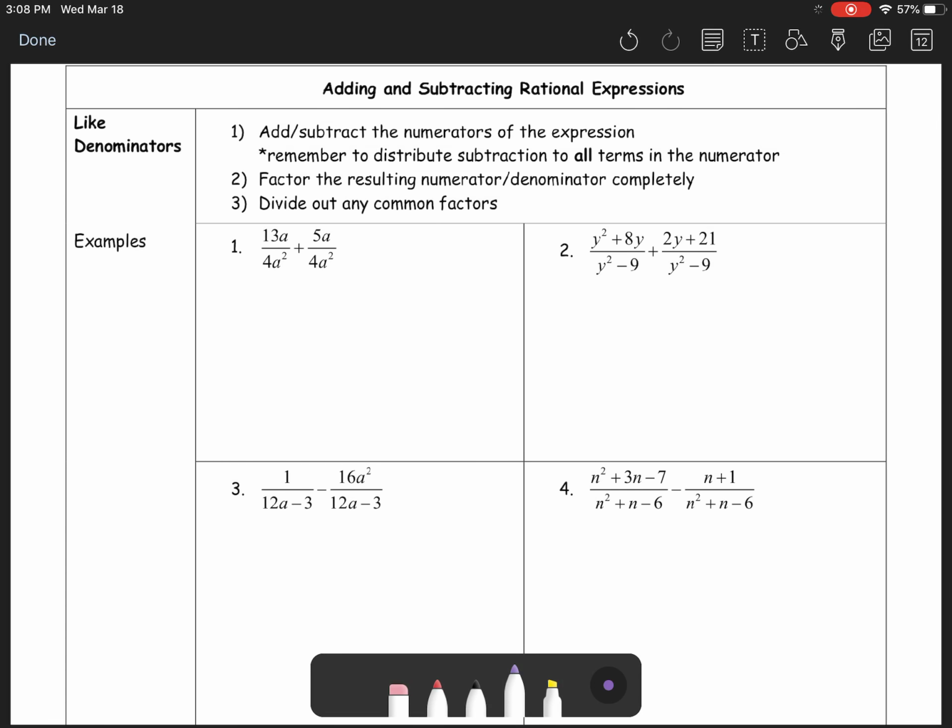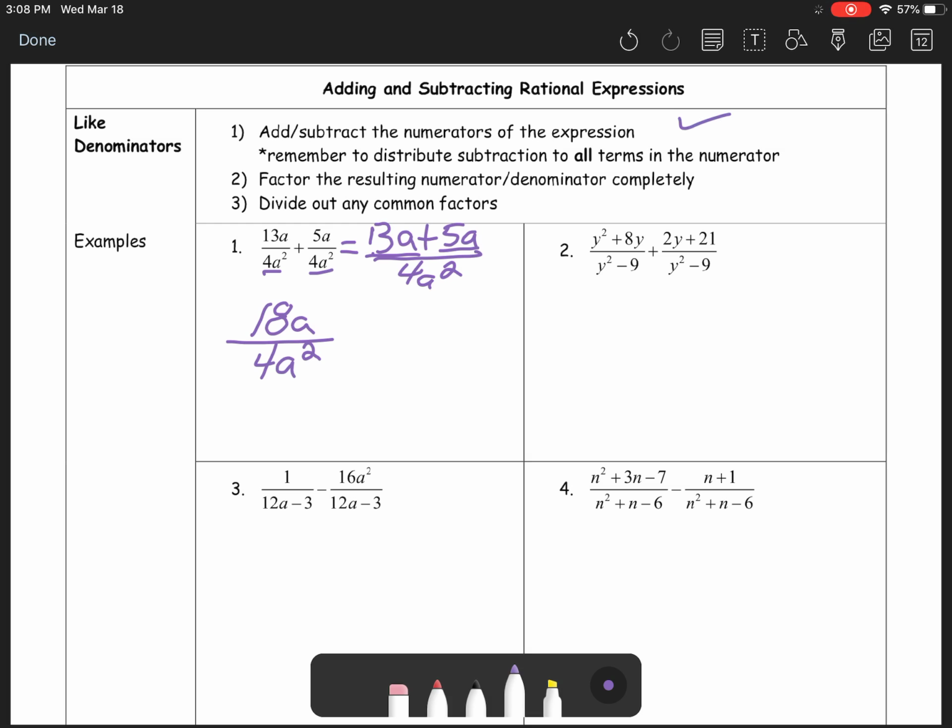So for this first one, we notice that our denominators are the same. So we can just add across. This is going to be 13a plus 5a all over 4a squared. Now, I'm going to remind you that 13a plus 5a, those don't change into a squareds. Again, I'll remind you that banana plus banana is not plantain. Banana plus banana is still banana. So I add the 13a plus 5a. I have 18a over 4a squared.